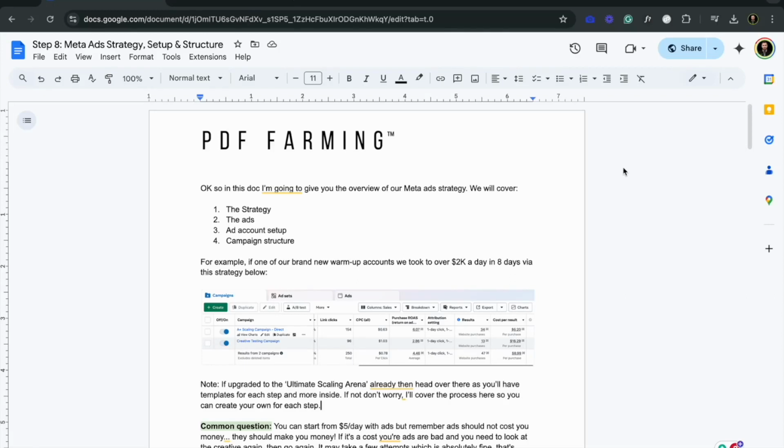Okay, so welcome to step 8, which is the meta ad strategy setup and structure. Today we are going to cover the strategy, the ads, ad account setup, and then how we actually structure our campaigns.